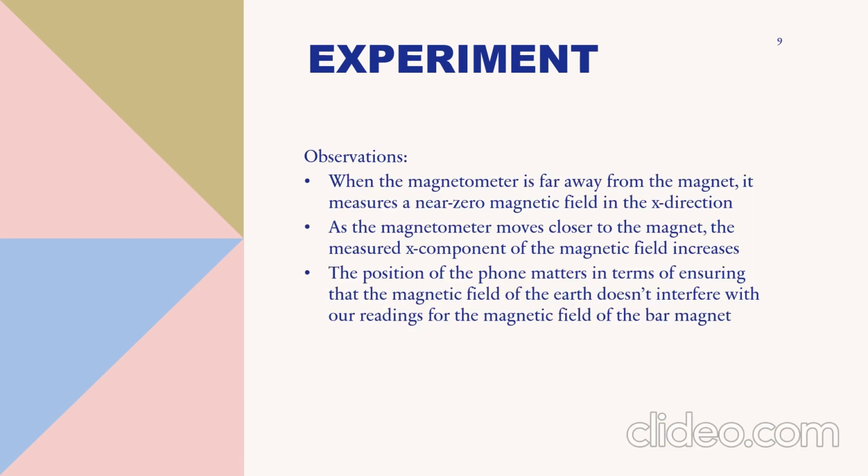It was observed that when the magnetometer is far away from the magnet, it measures a near zero magnetic field in the x direction. As the magnetometer moves closer to the magnet, the measured x component of the magnetic field increases. Lastly, the position of the phone matters in terms of ensuring that the magnetic field of Earth doesn't interfere with our readings for the magnetic field of the bar magnet.